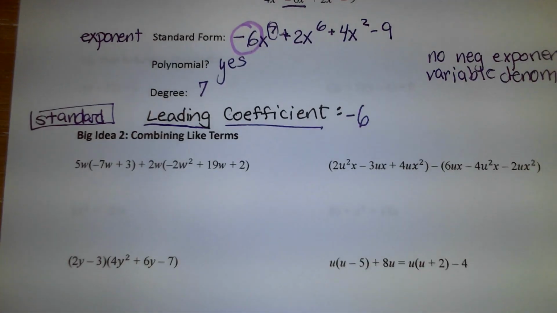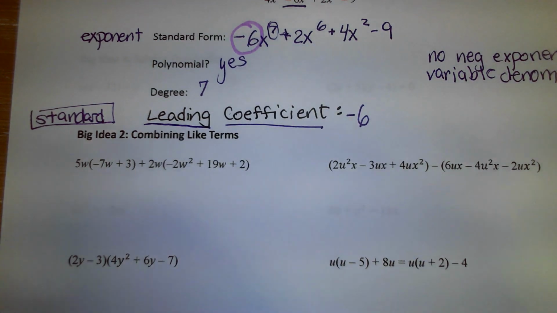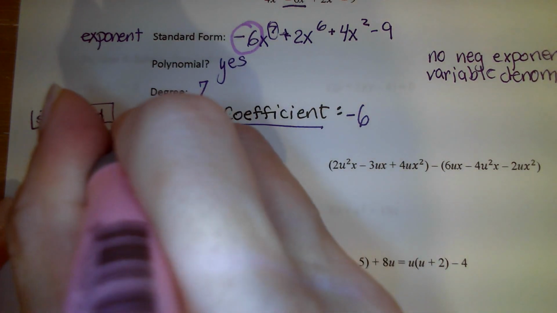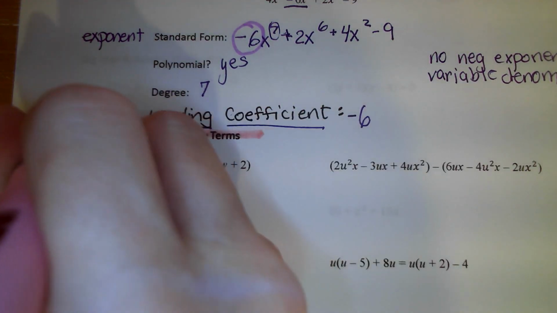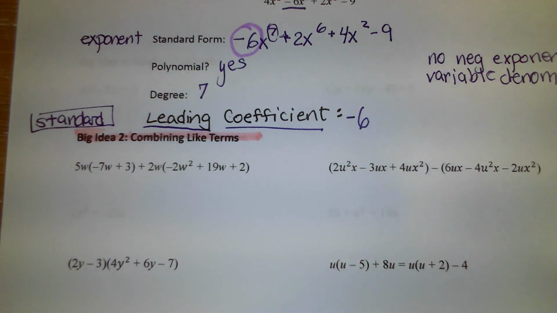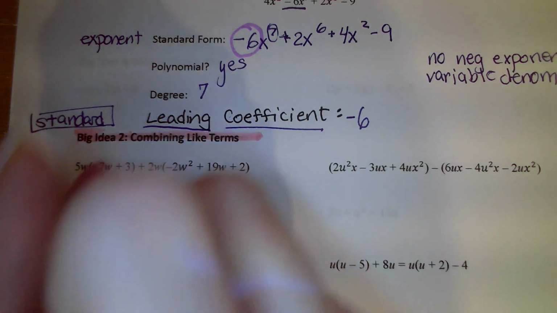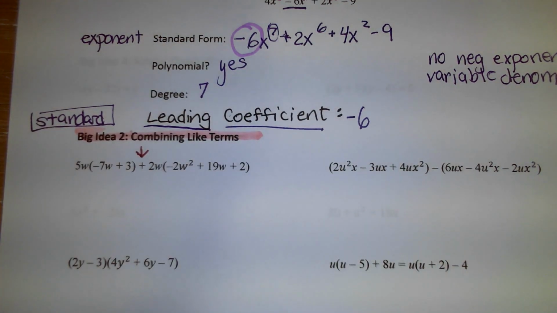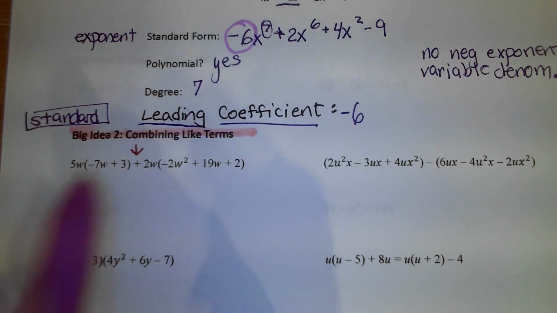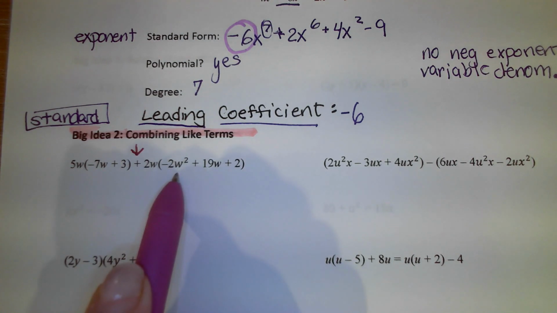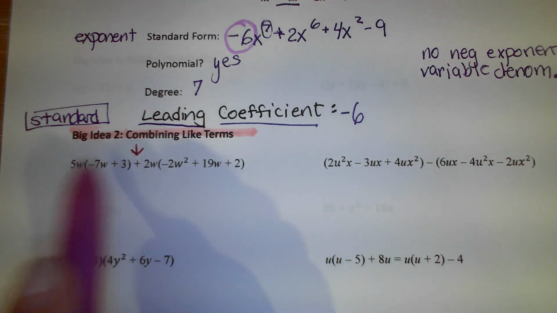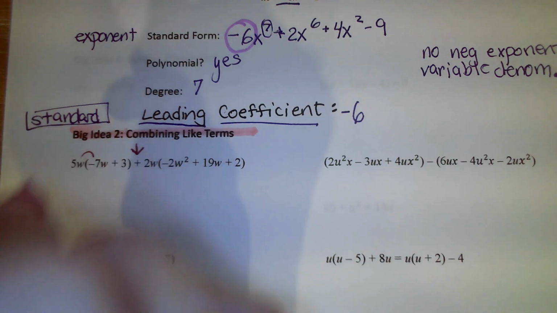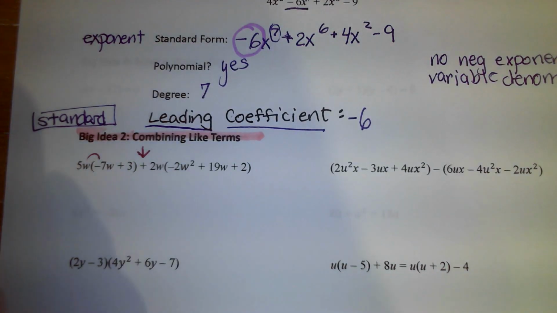All right, so next up, our next big idea is combining like terms. So let's jump into a couple examples. The first one, we're being asked to add 2 polynomials together, but right now they are a little cumbersome. We got some parentheses in there. So when we see that we are adding these together, before we can combine them, we've got to get rid of the parentheses. So step number 1 is to distribute, and watching out for negatives.